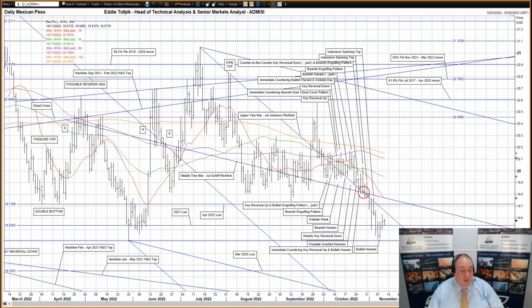Now, so far today, a small reactionary dip to the 2021 low before a pullback up and looking like an indecisive doji cross right now.